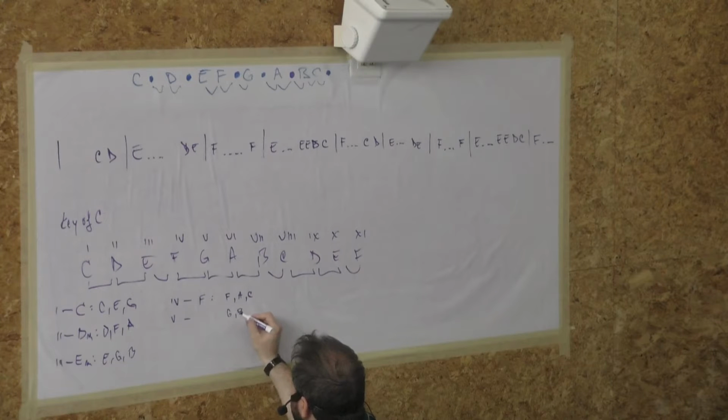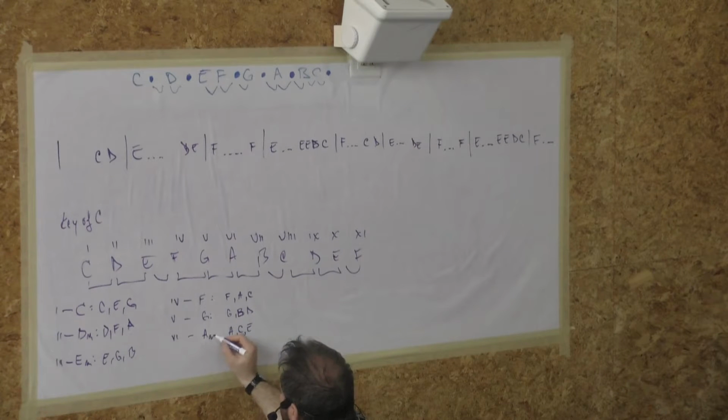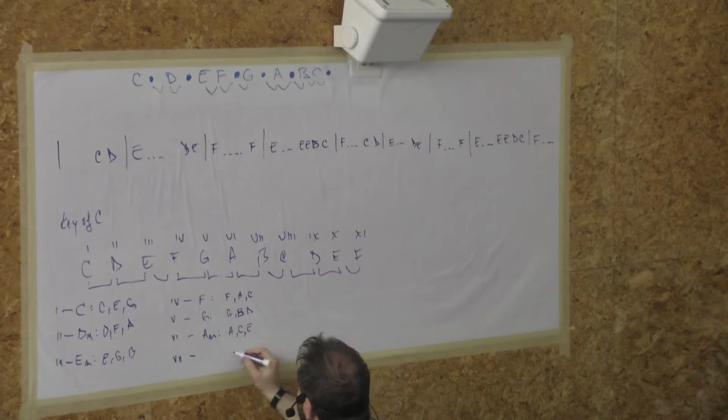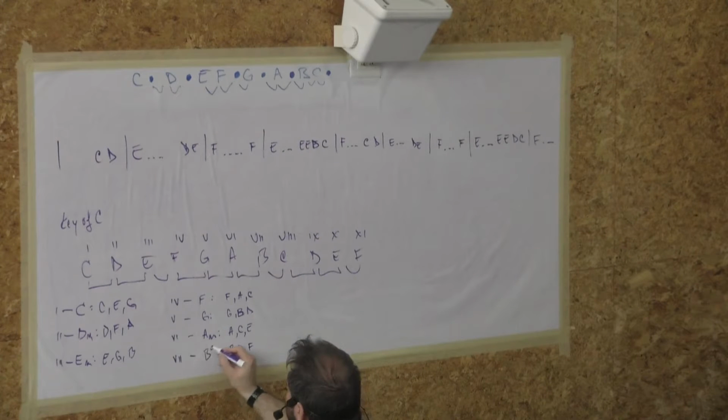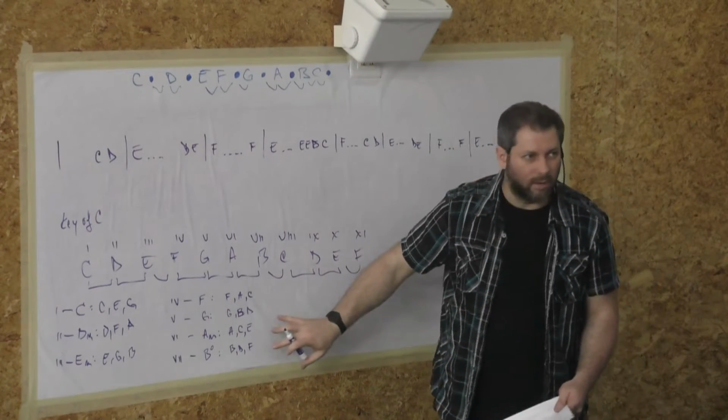Fifth: G, B, D. Major. What about on the sixth? A, C, E, A minor. Perfect. What about the weird one? I get B, D, F. It's a B diminished. All right. So you see the chords now.